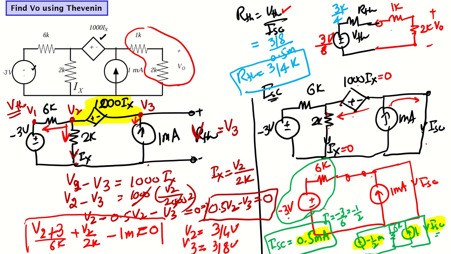Now we can simply apply the voltage divider here to get the V out. So V out will be 2 divided by 2 plus 1 plus 3 over 4K, times the input voltage, which is basically 3 over 8K. This simple equation can be simplified to get the actual output voltage. Thank you so much.